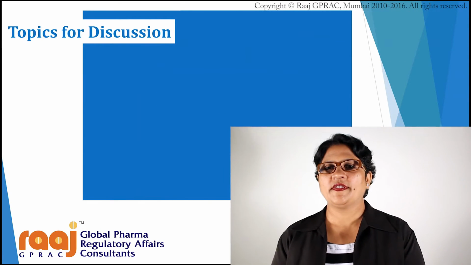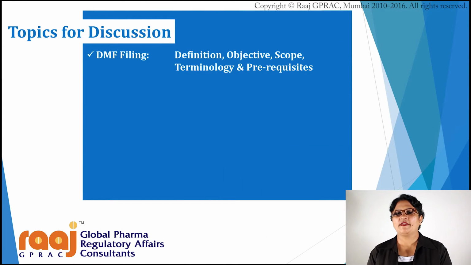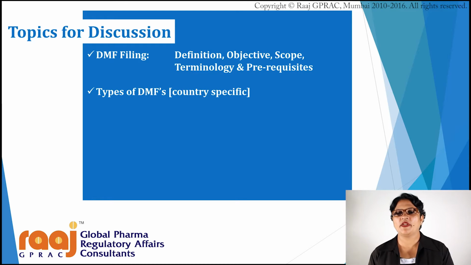We are learning what is DMF and different types of DMF. So the topics for discussion today are DMF filing, definition of DMF, objective, scope, terminology and prerequisites. We are going to learn types of DMF, country specific, then access to DMF and CP and COS.